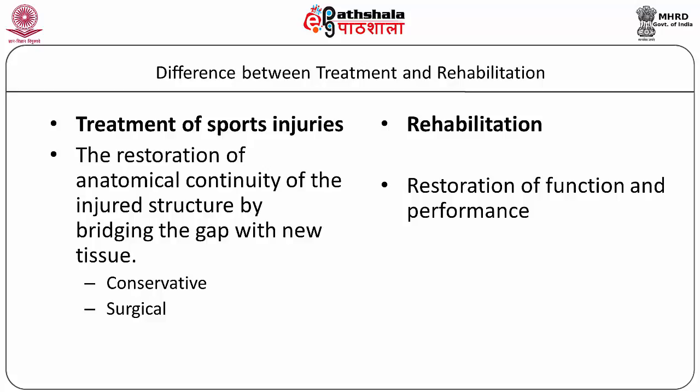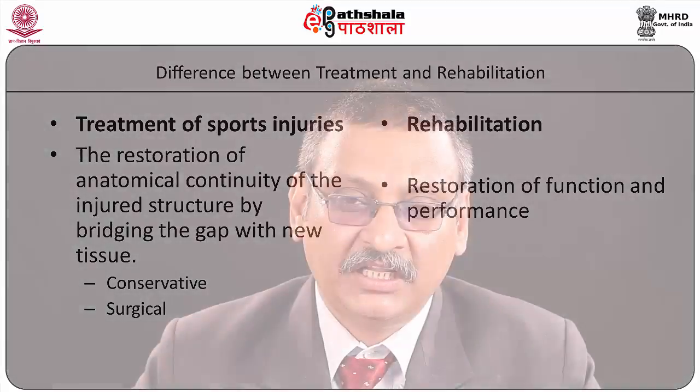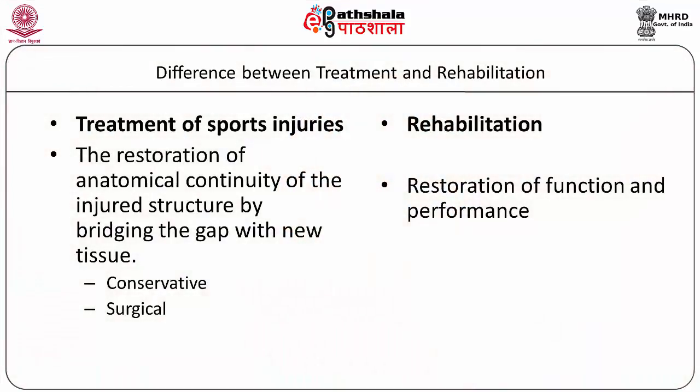In the treatment of sports injury, the aim is the restoration of anatomical continuity of the injured structure by bridging the gap with new tissue, whereas rehabilitation works to restore function and performance. A treatment can be conservative or it can be surgical, but the ultimate purpose of treatment is the restoration of the anatomical continuity.